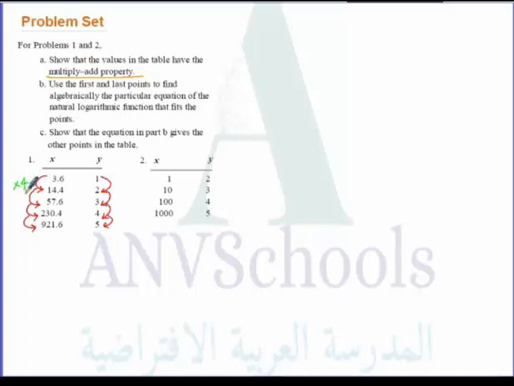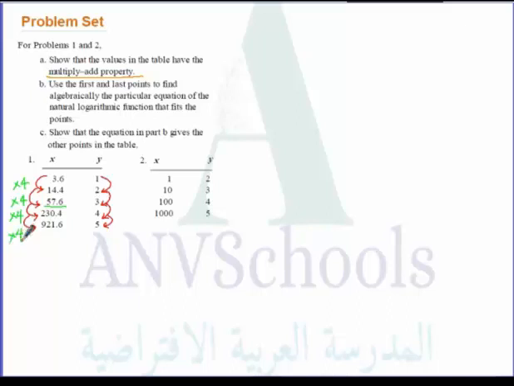Now let's see if the next value, which is 57.6, gives us the same result. 57.6 divided by 14.4 also gives us 4. And succeedingly, 230.4 divided by 57.6 gives us 4. And 921.6 divided by 230.4 is equal to 4 also.